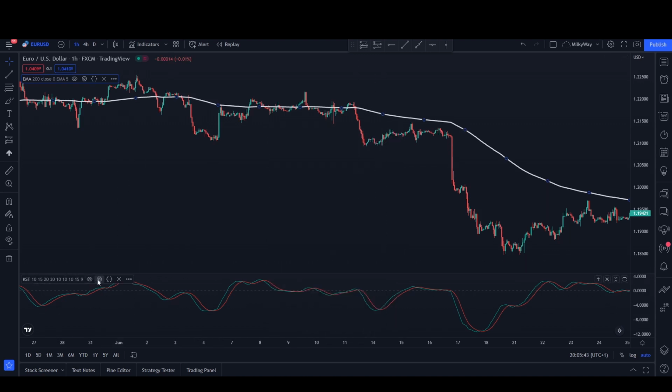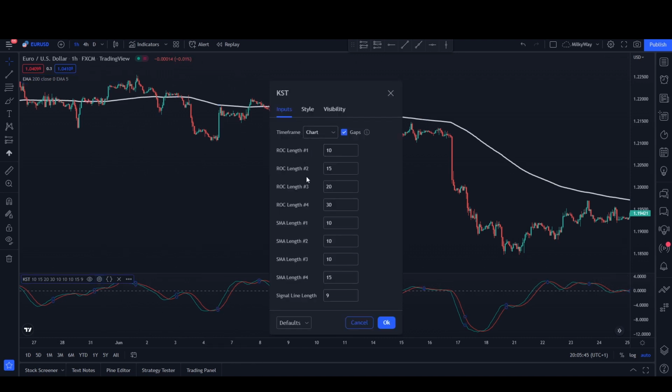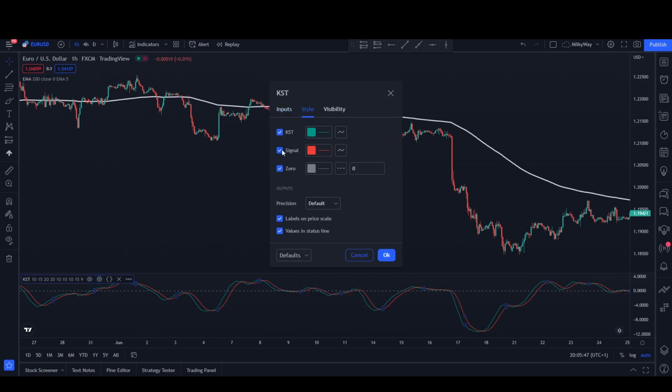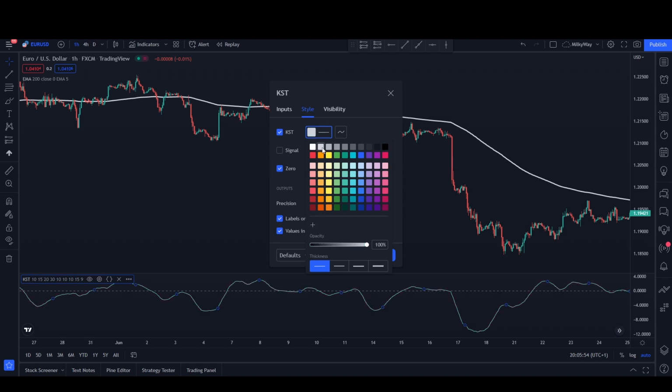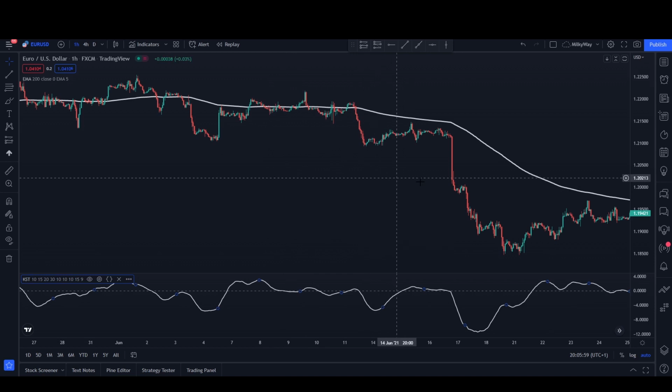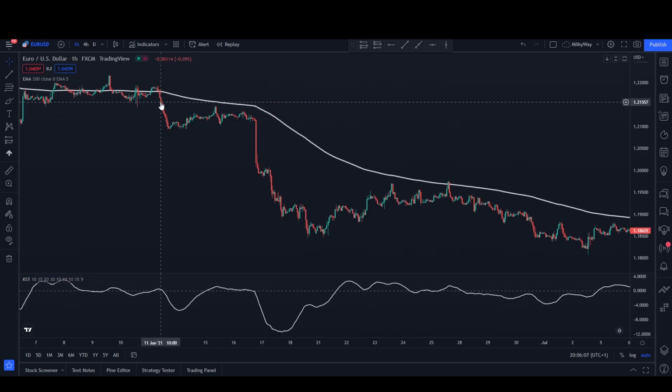And the KST settings, you can leave this as it is, but we'll untick the signal line, which is the red line at the moment. And we can change also to white and the thickness. So essentially, for a short position, the price needs to be below the 200 EMA and the KST needs to cross zero downward. So as you can see here, the price is below the 200 EMA, it crosses downward.